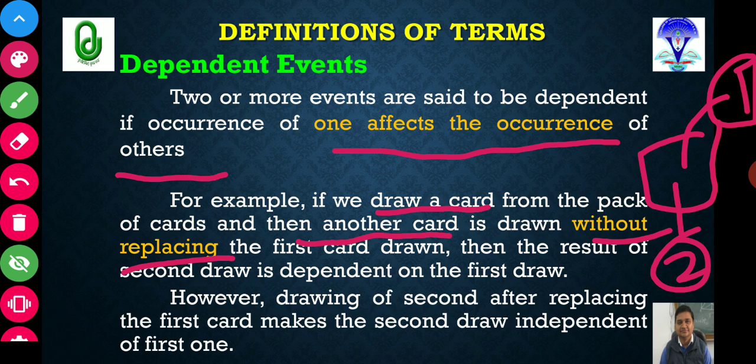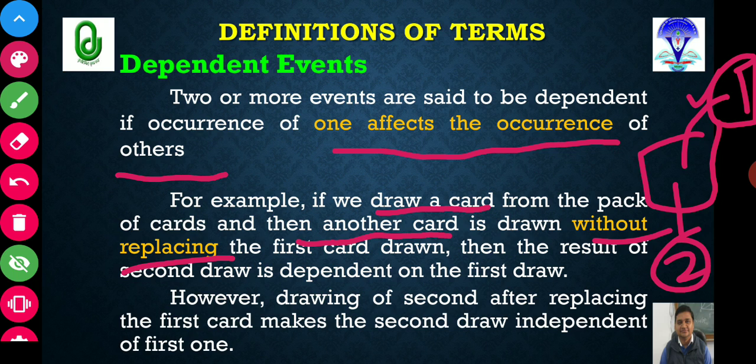In such a case, the drawing of the second card is dependent on the outcome of the first card, because whatever card has been drawn the first time will not be drawn the second time, as that event has already happened. So one will not be repeated a second time. Such kind of event is known as dependent event.